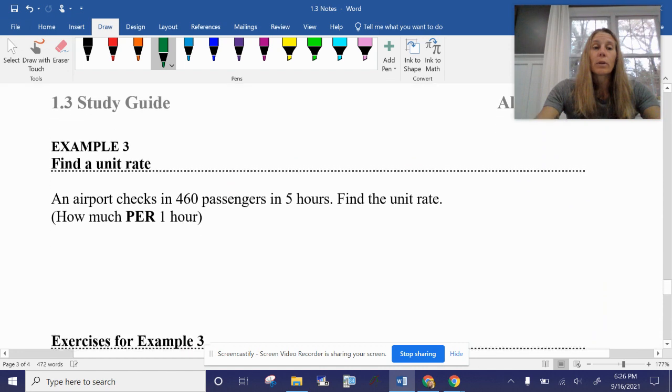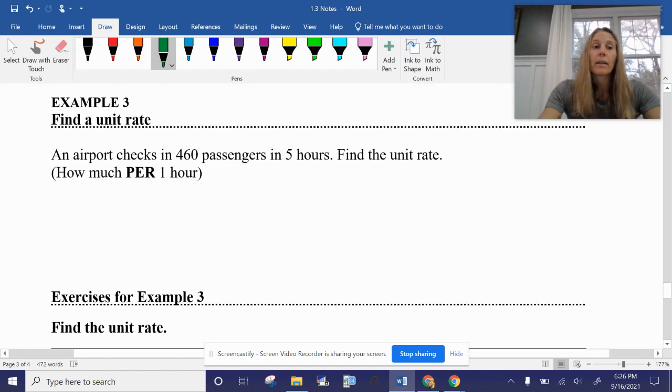All right, so the last thing we're going to talk about in this lesson is the unit rate. So a rate is just comparing two numbers that have different units. So common rates that we use in everyday life that are actually unit rates would be like miles per gallon. The speed on your car is miles per hour typically. That is also a unit rate.